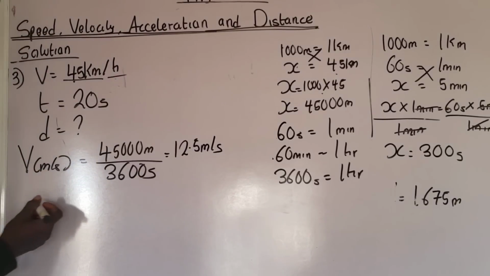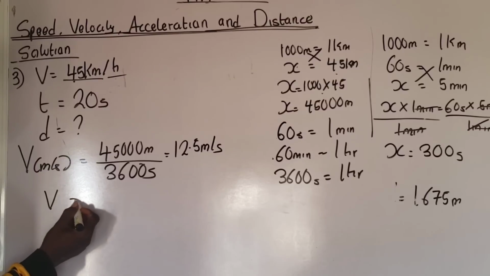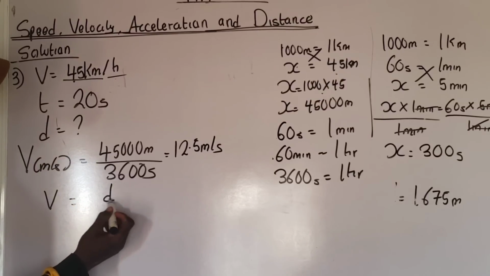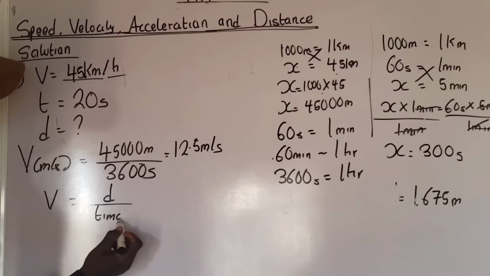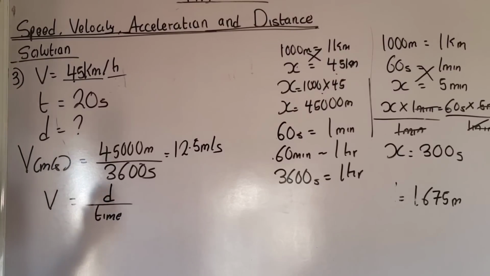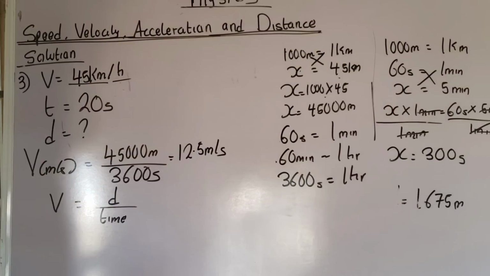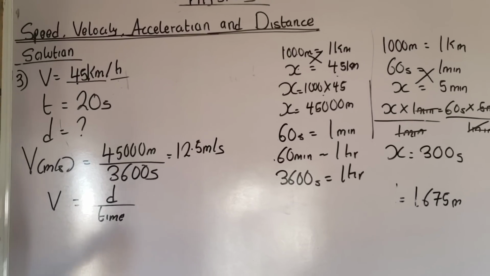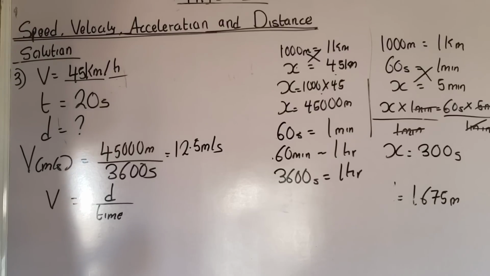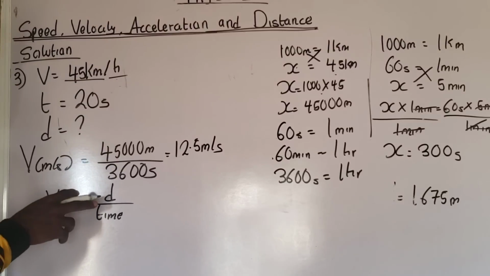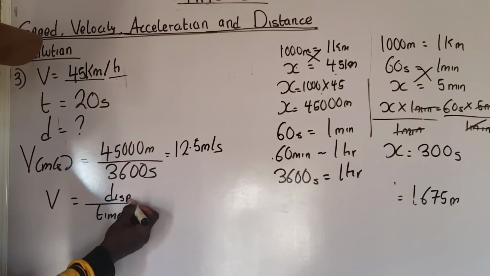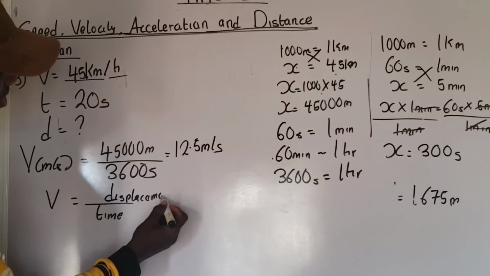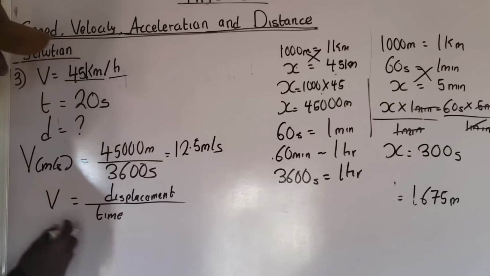Now, velocity equals displacement all over time. Though we are asked to calculate the distance, you understand, the distance that we are talking about in velocity is displacement, because velocity is a vector quantity. Hence, I'm going to have displacement all over time.